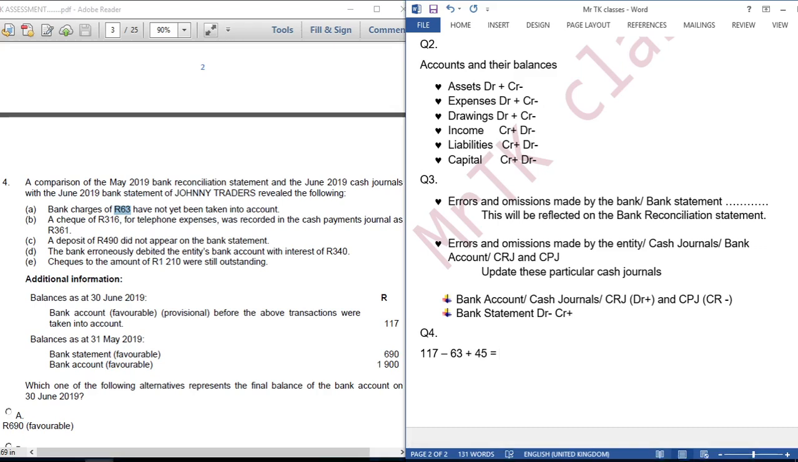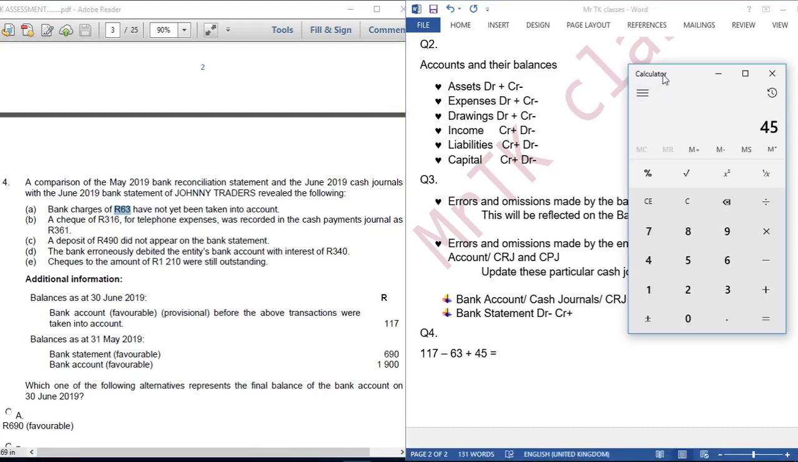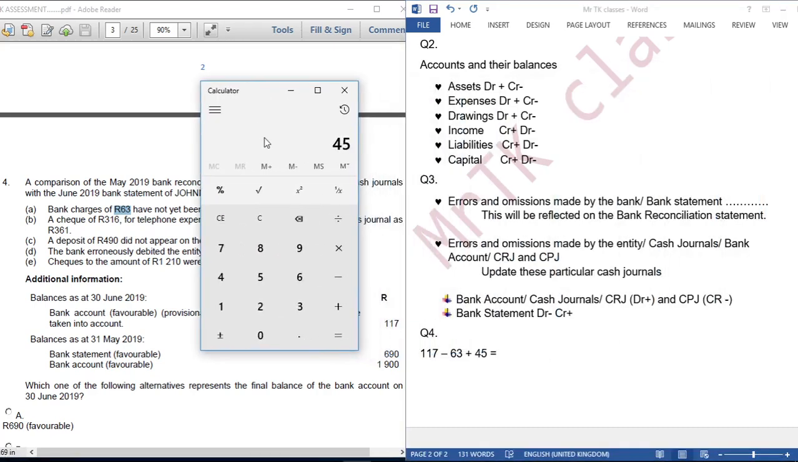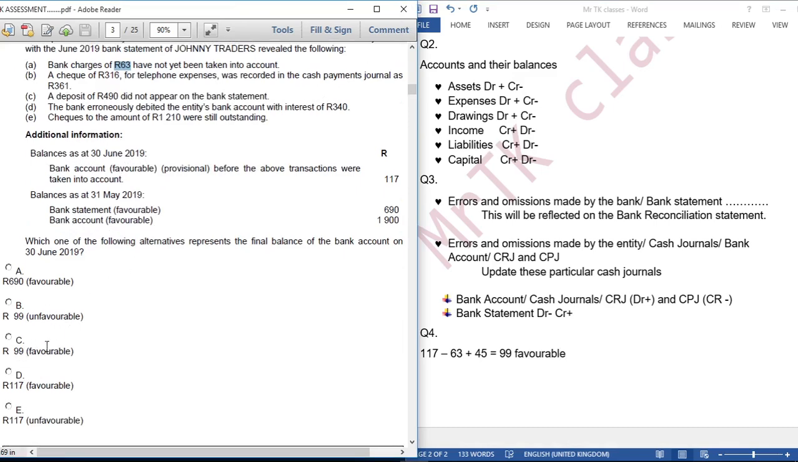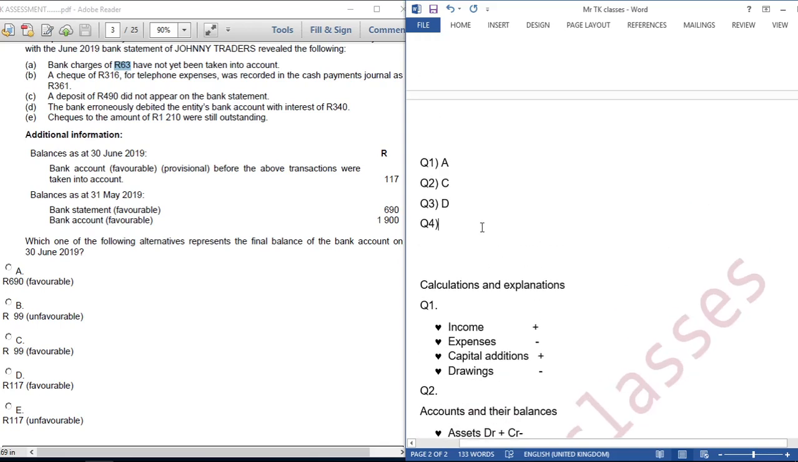All right, so everything now is sorted. Let us just say 117 subtract 63 plus 45. What we get is 99. And 99 is favorable because 99 is positive. Let us go to our answers. 99 favorable, option C.